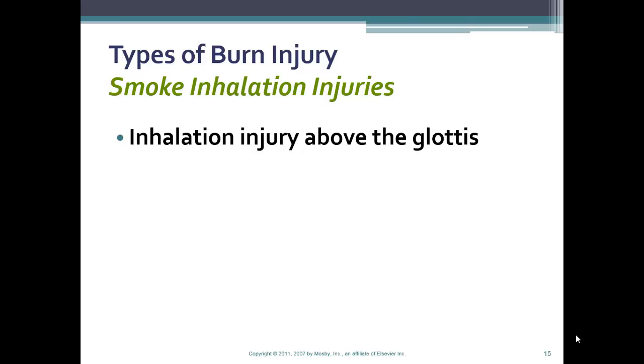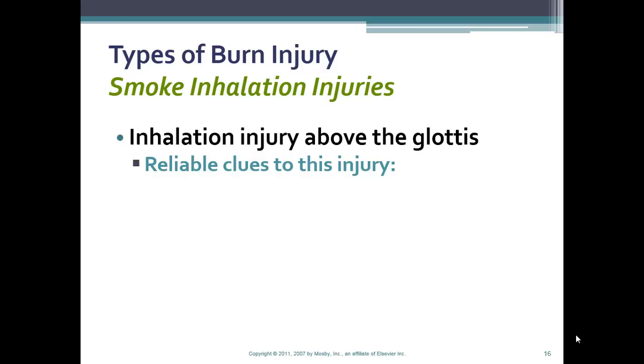Inhalation injury above the glottis is thermally produced from inhalation of hot air, steam, or smoke. What happens is the oropharynx and larynx become burnt, and so you'll have edema, which is going to cause a mechanical obstruction. This is an upper airway injury, and it's a medical emergency.